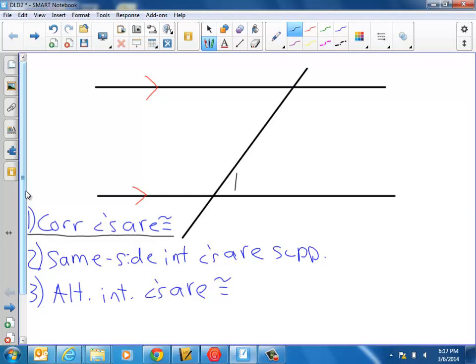Matching up with this first angle, given that this angle is on the top of the bottom line, to the right of the transversal, well, look up here to the top line. You're looking in the same place. Top of the top line, to the right of that top line, you've got two angles that are congruent. Those corresponding angles are congruent.